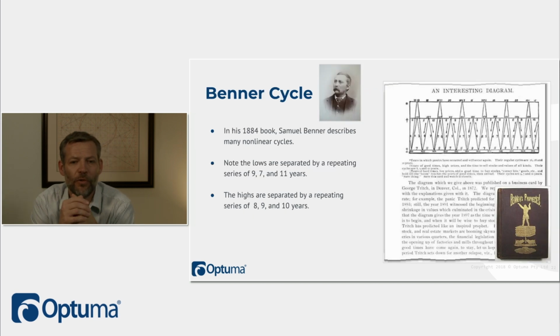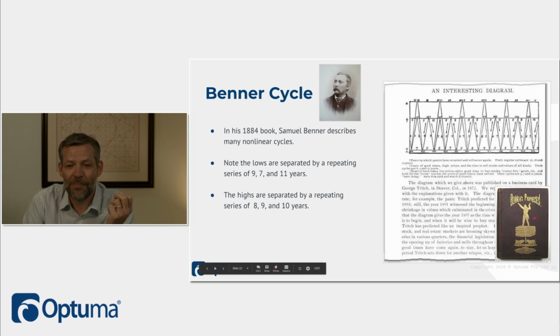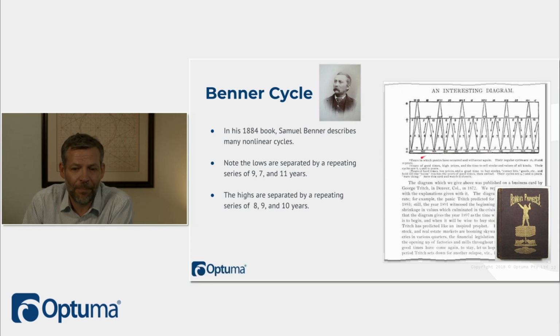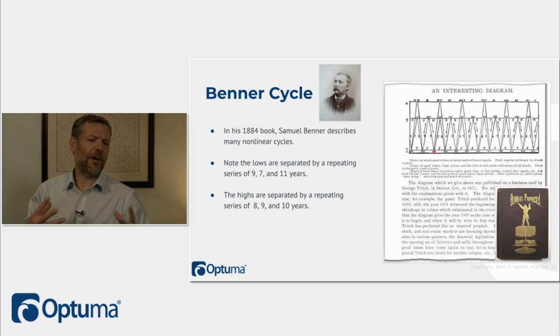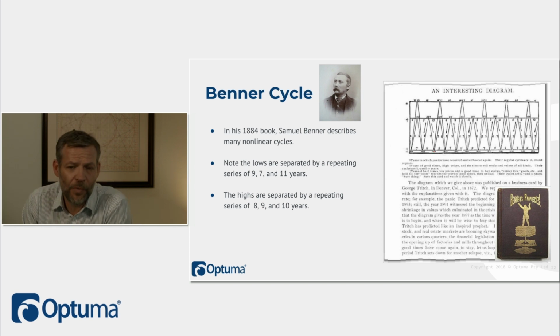Another one which is worth mentioning is the Benner cycle. He was a mathematician slash economist back in the late 1800s. And in his book, which was called The Benner Prophecies, he had this diagram. Now, this was his pig iron cycle, I think. So he looked at the prices of iron and how they developed over time, and he came up with this pattern.